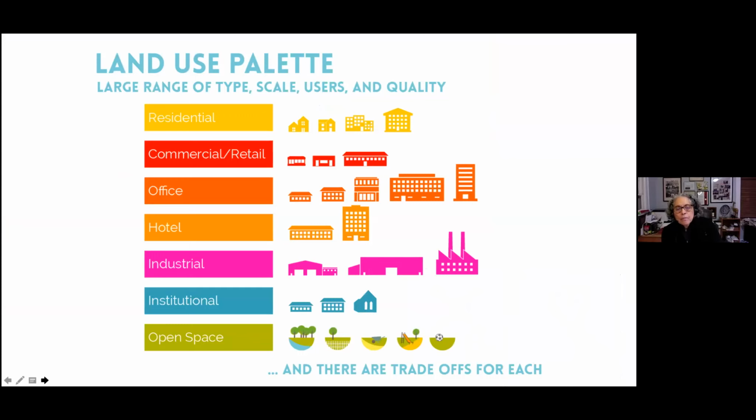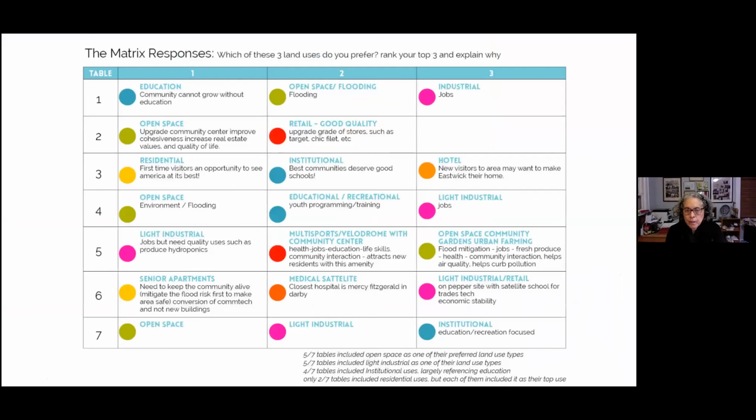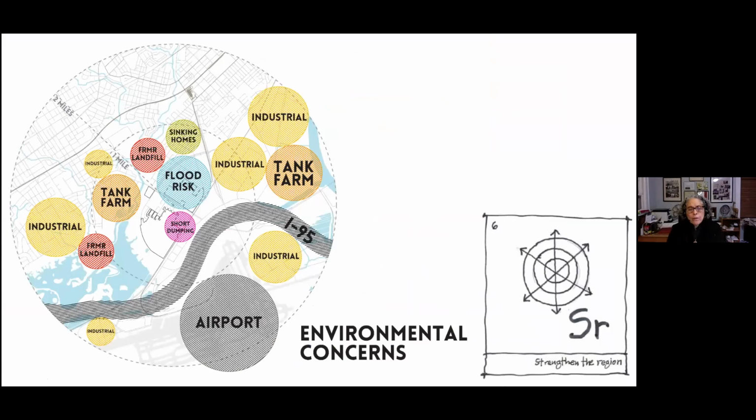In thinking about similar things in the Eastwick site, Interface Studio team was thinking about what is the palette that we could use, and then talking to people about all the kinds of things that could happen on the sites that were being discussed, and then asking people, what do you prefer? Can we rank these? The teams that were discussing the PES refinery site were talking about all the problems in the area. And you can see in this map, Eastwick is just surrounded by toxins.